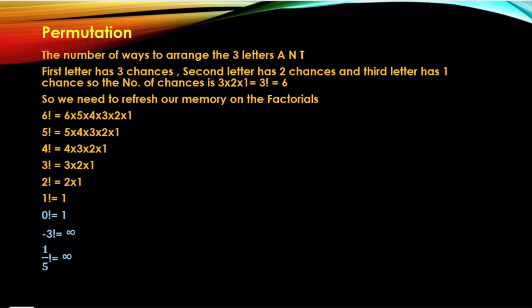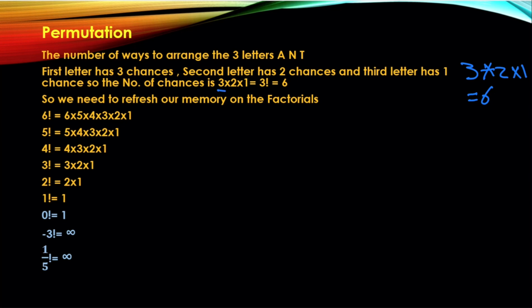So here we talk about how to arrange the letters A and T in one of the previous examples. We said that the first letter will have three chances. The second letter will have two chances. The third letter will have one chance. So the first letter, three chances. The second letter, two chances. The third letter, one chance. So total chances will be six.